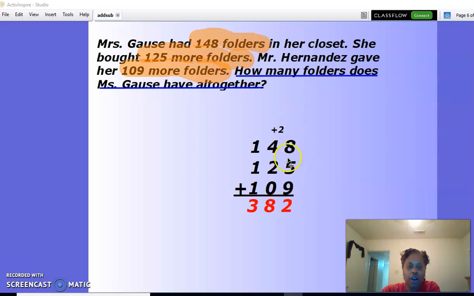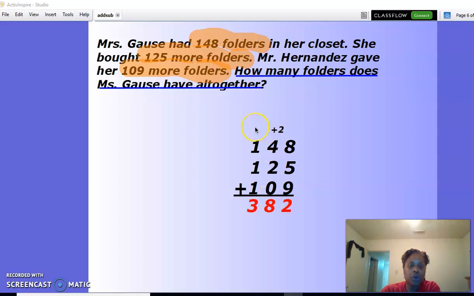We're going to start with the ones place value position. When we add 8, 5, and 9, the answer is 22. We're going to write one of the 2's and we're going to regroup the second 2. Now we're going to add 4 plus 2, which is 6. We're going to add 2 more, which will give us 8.